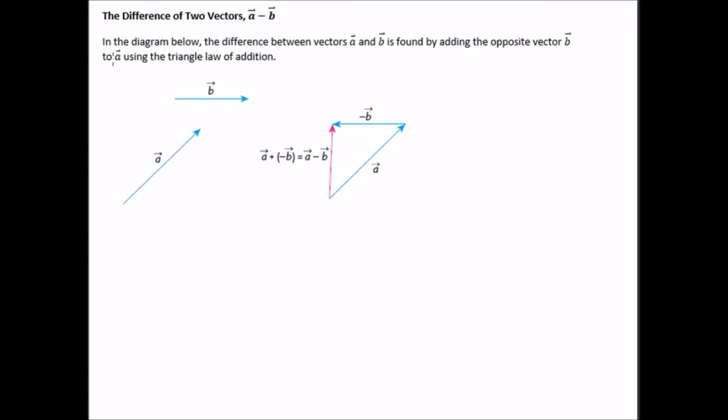We touched on this, so we're going to go over it formally now. The difference of two vectors, like A minus B. In the diagram below, the difference between vectors A and B is found by adding the opposite vector B to vector A using the triangle law of addition. So we talked about this. Vector A is going to stay the same, but instead of vector B going to the east, B is now going to the west. We saw that in the last example. So A plus negative B is also just called vector A minus vector B.